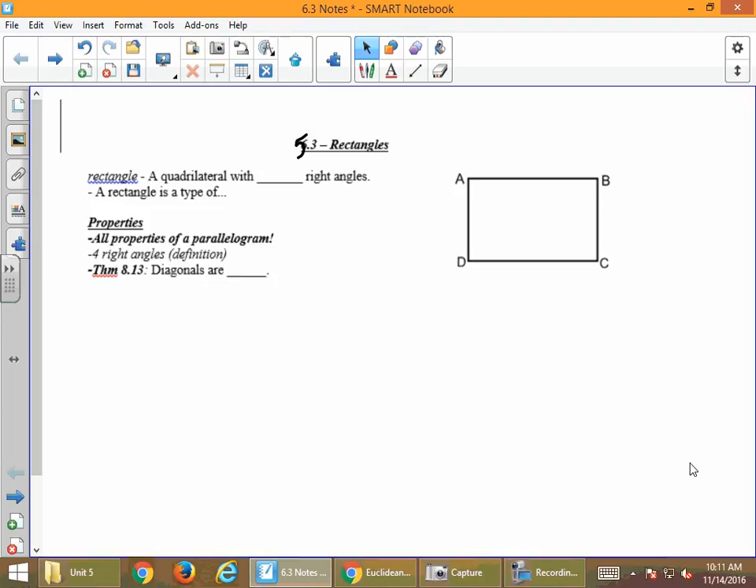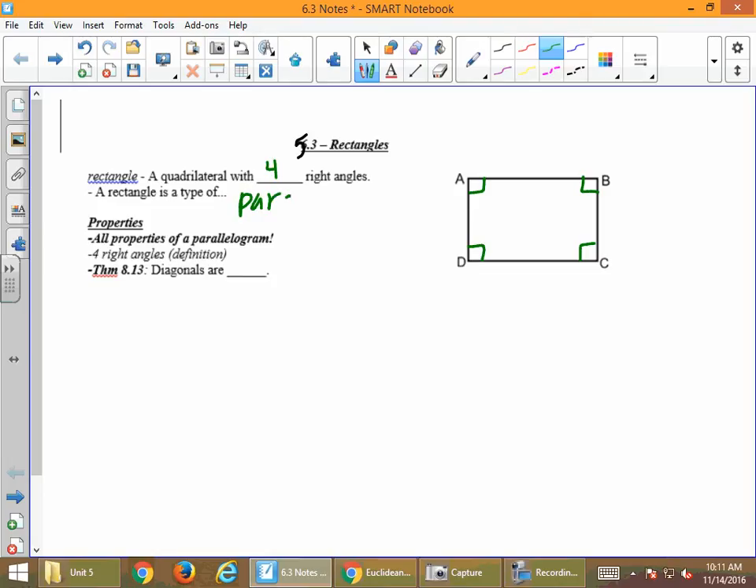By definition, a rectangle is a quadrilateral with how many right angles? 4. All their angles are right angles every time. And mark that. So any figure that has 4 right angles is a rectangle. Right? And we also know a rectangle is a type of parallelogram. So any property that we talked about for parallelograms also applies to rectangles.